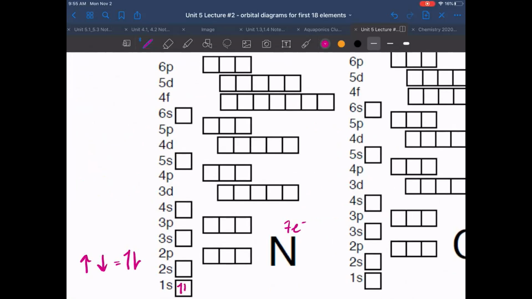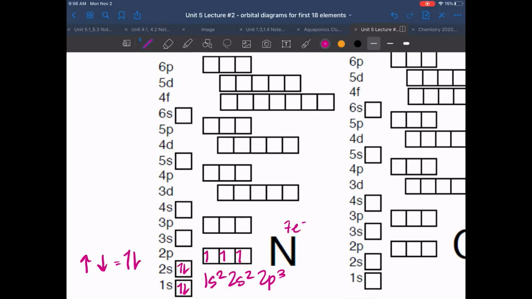How I'll fill is 1s, 2s, and now that takes care of 4 out of the 7 electrons, right? You follow me there? Because we have 4 arrows. So we have 3 more electrons to put. We put 1 in each box first. That gives us 7. And so our electron configuration is 1s2, 2s2, 2p3.